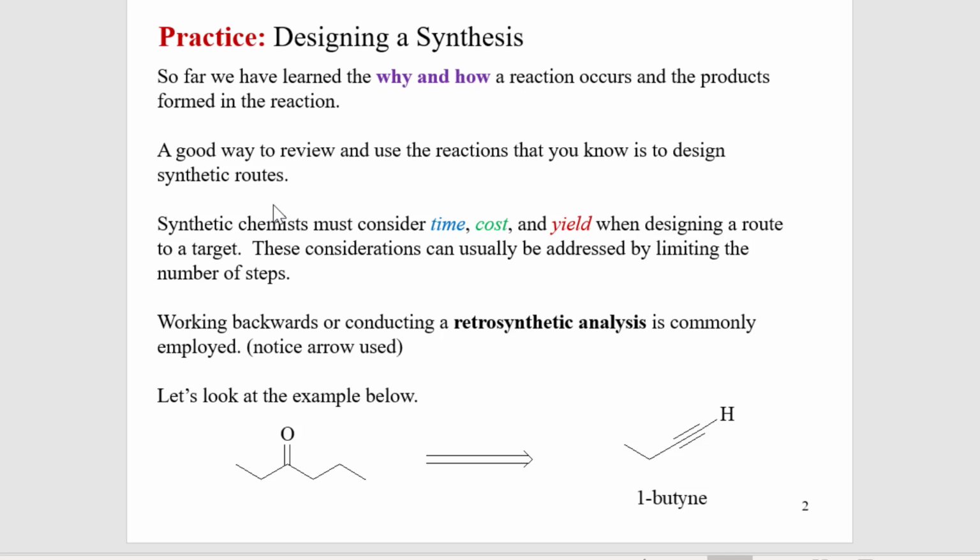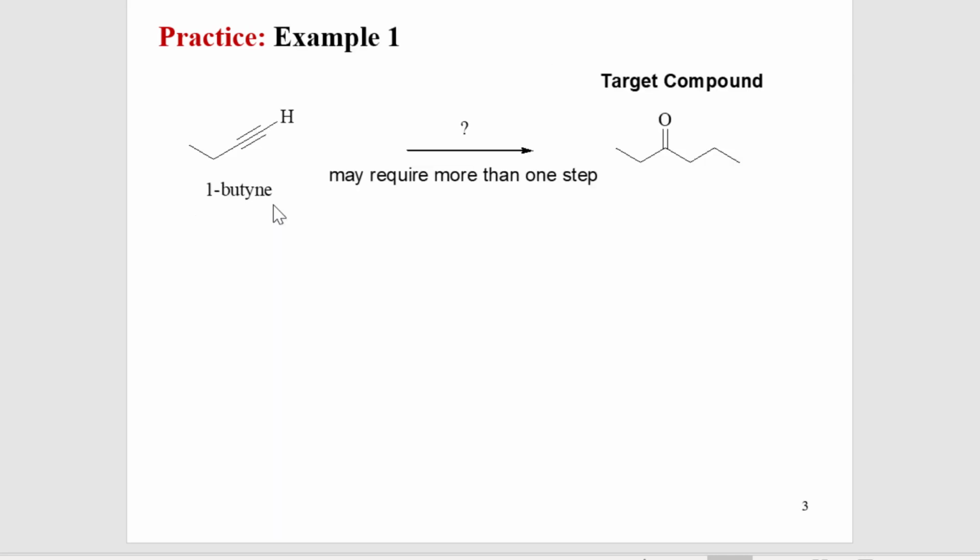Let's turn this around. And let's look at this first practice example together. So my target compound is on the right. What I like to do is, in these cases, I'm helping you along a bit. I'm giving you the starting material. So I'm helping you to see that this is what you could start with from a functional group perspective. Now we're going to start with 1-butyne.